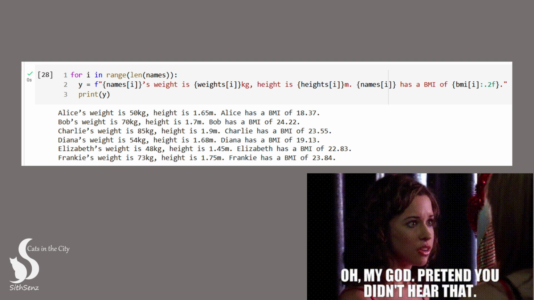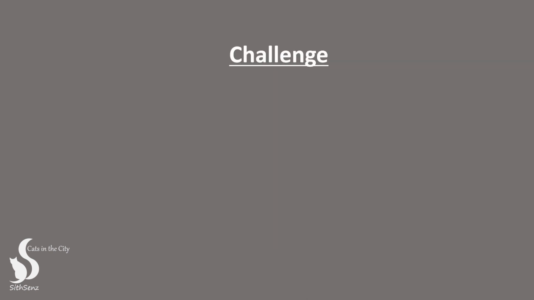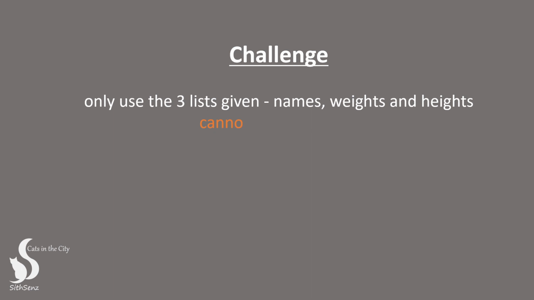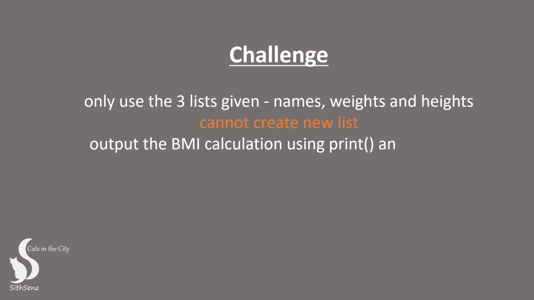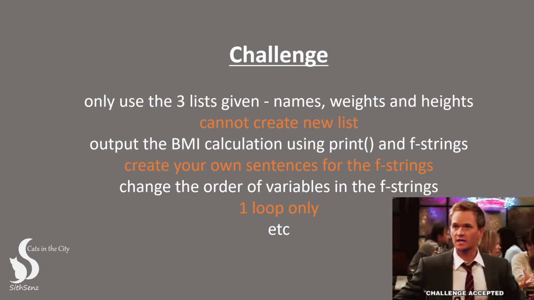I want to challenge our audience to write new code to calculate the BMI of our friends, and output the calculation using print and f-strings, but without using the BMI list. In our example, we were given 3 lists. We created a 4th list to keep the value of the calculated BMI, and used the 4th list in the f-strings. In this challenge, you can only use the 3 lists given, and you cannot create another list. As for the f-strings, you can play around with them and use your own sentences, change the order of variables in it, etc. Tip: you only need 1 loop instead of 2.